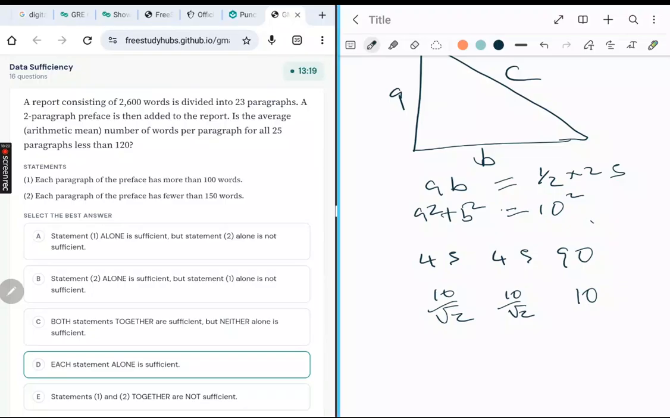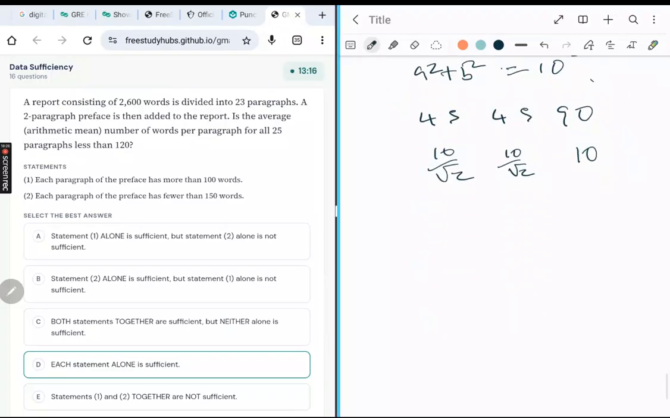A report consisting of 2,600 words is divided into 23 paragraphs. A 2-paragraph preface is then added to the report. Is the average arithmetic mean of words per paragraph for all 25 paragraphs less than 120? Each paragraph of the preface has more than 100 words. That means it can be greater, or it might not be greater. So this is possible or not possible.